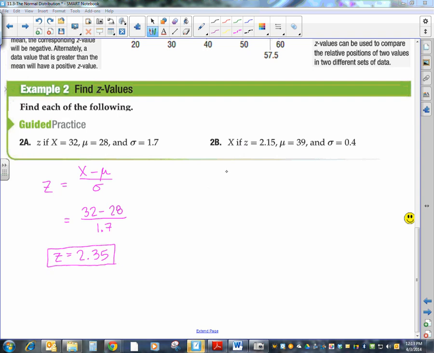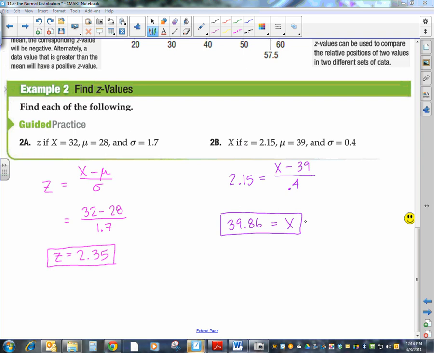Okay. Of course, sometimes they want to know what x value gives you that z value. So this time they gave us the z value of 2.15. So I'm going to set that equal to x minus the mean of 39 over the standard deviation of 0.4. So we would, of course, multiply both sides by 0.4, and then we would add 39. So x is going to be 39.86. Okay? I multiplied 2.15 times 0.4, and then I added 39 to find out what my x value is.